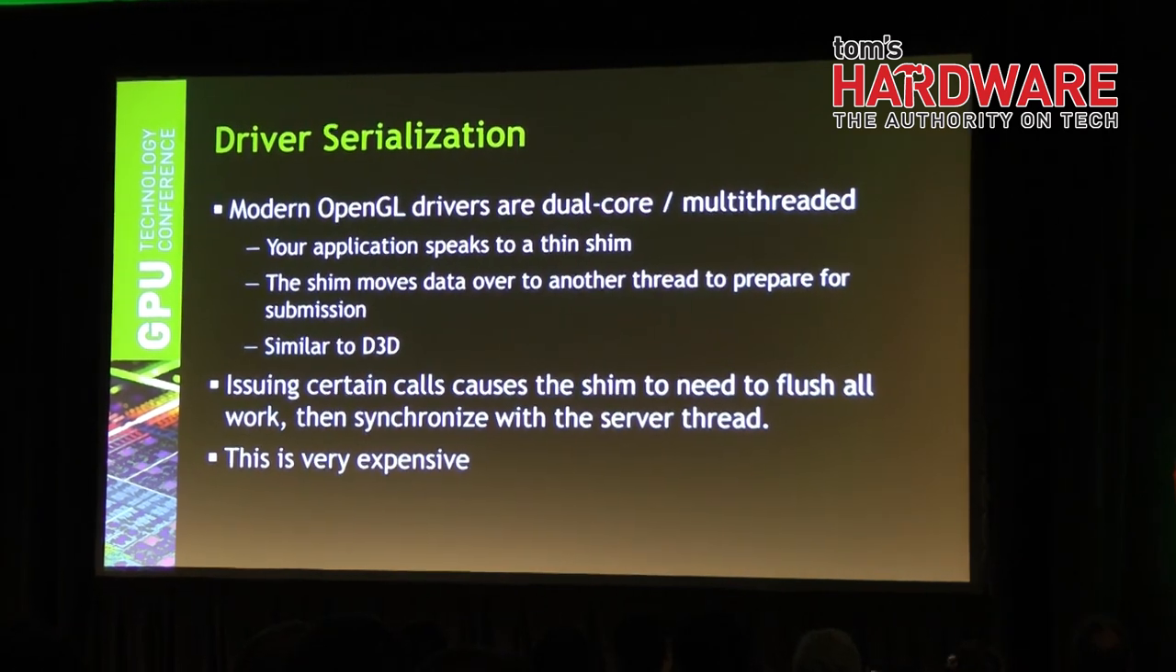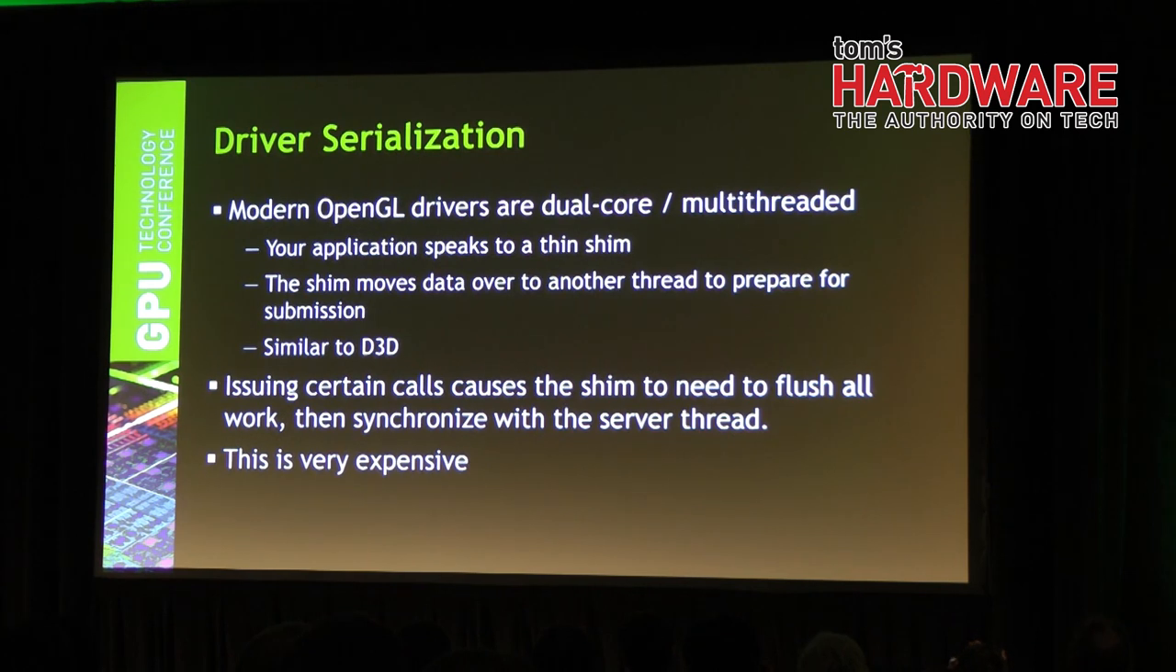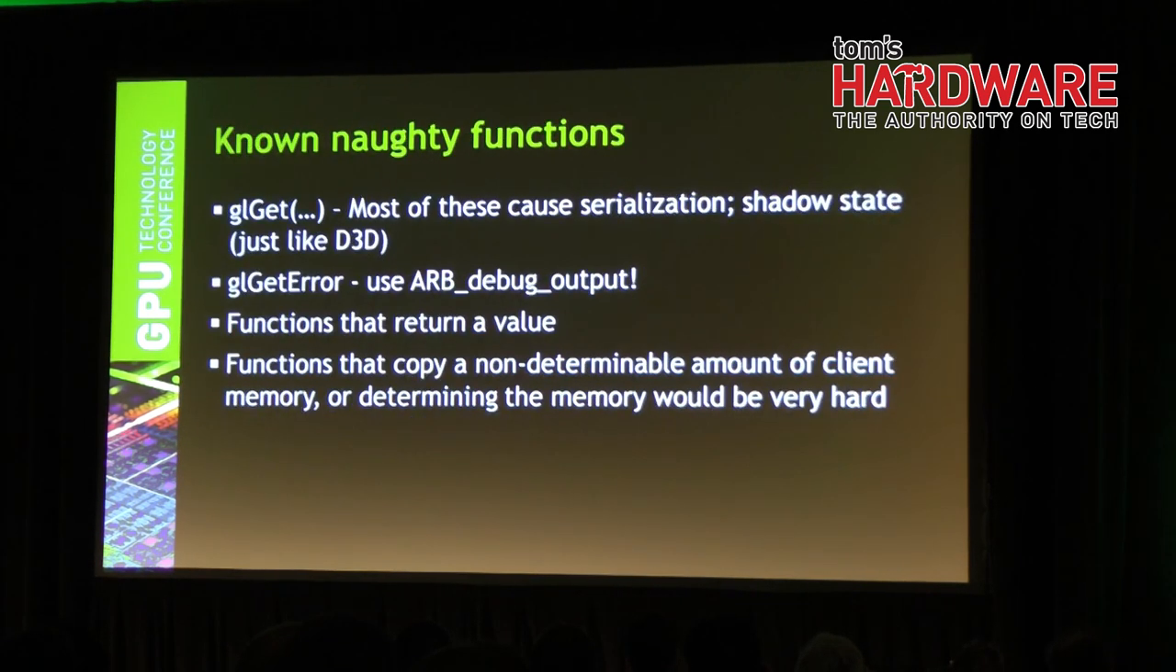Modern OpenGL drivers. Another problem that we had for perf was driver serialization. Modern OpenGL drivers are dual core or multi-threaded. What that means is that your application is just talking to a thin little shim that's just recording parameters as fast as it can, and then it's transmitting them over. This is actually pretty similar to how D3D works. But there are certain calls that will cause the shim to need to flush all of the data that it has and then synchronize with the server thread, and that is not surprisingly very expensive.